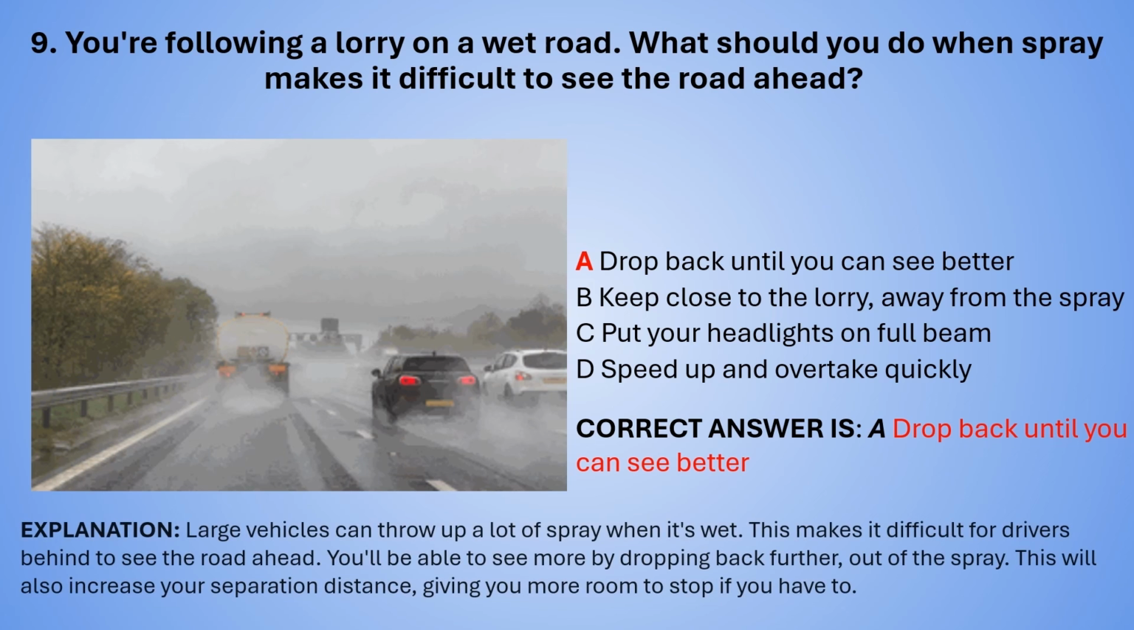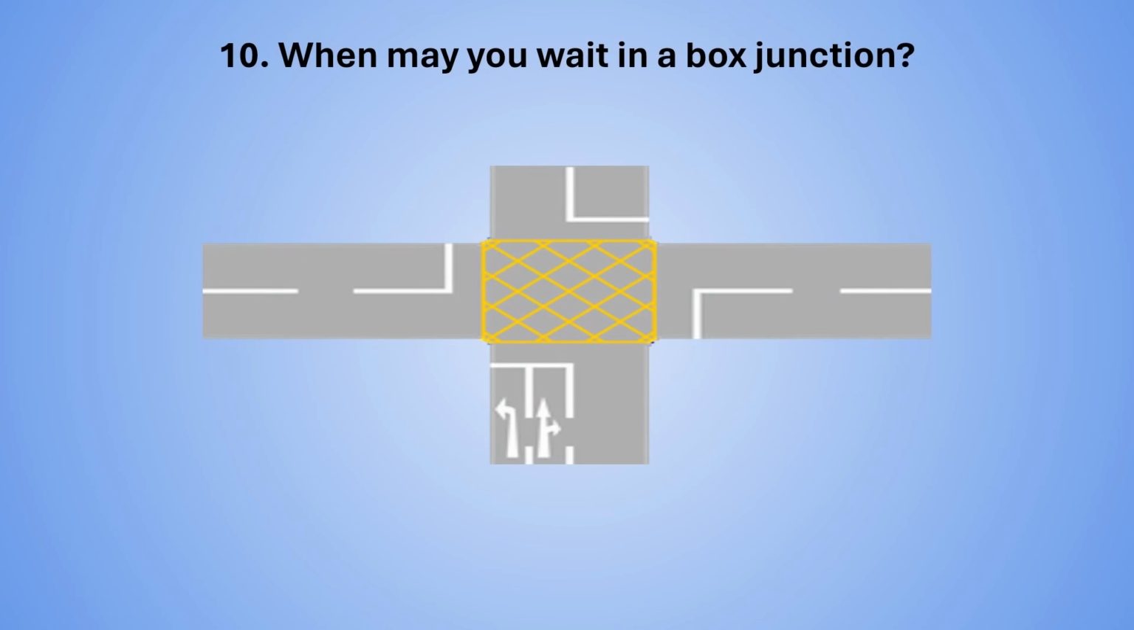Large vehicles, such as lorries, can throw up a lot of spray when the road is wet. This makes it difficult for drivers behind to see the road in front of them. You will be able to see more if you drop back further out of the spray. This will also increase your separation distance, giving you more room to stop if you have to. Question 10. When may you wait in a box junction, like the one in the photo?